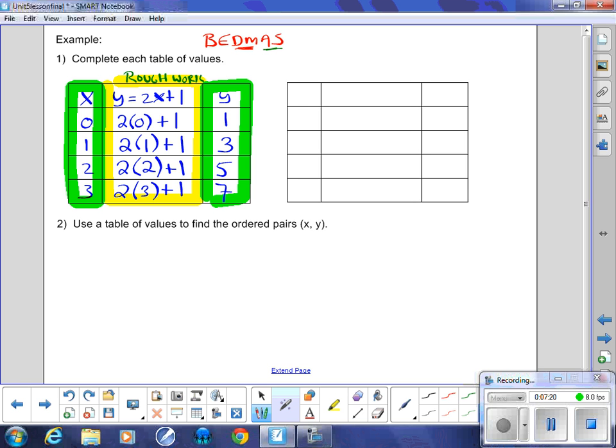All right, so there you go. So the green is our coordinate, okay? The yellow is just our rough work for this example. All right, on to the next one.